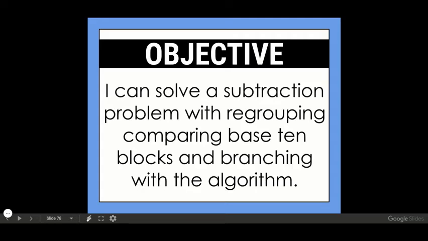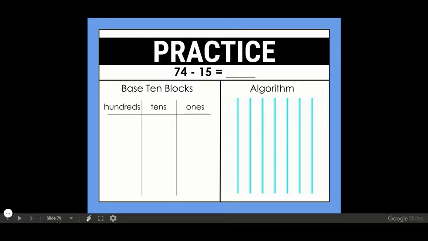Our objective for today is I can solve a subtraction problem with regrouping by comparing the base 10 block strategy and the branching strategy with the algorithm. So today you are going to learn how to do the algorithm for subtraction with regrouping. Let's start with this example of 74 minus 15.